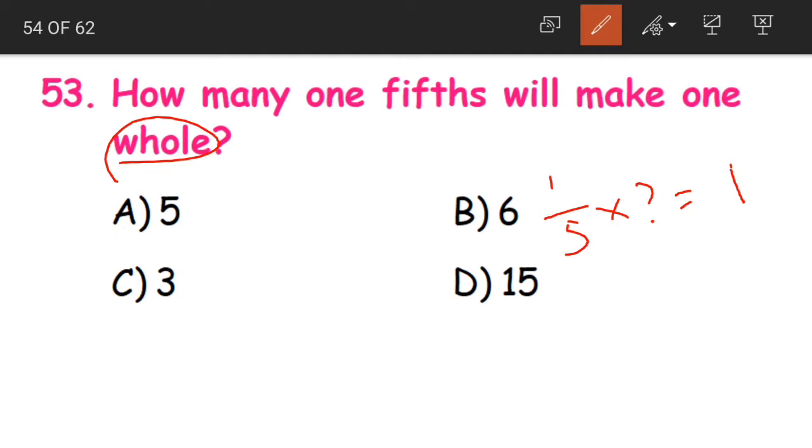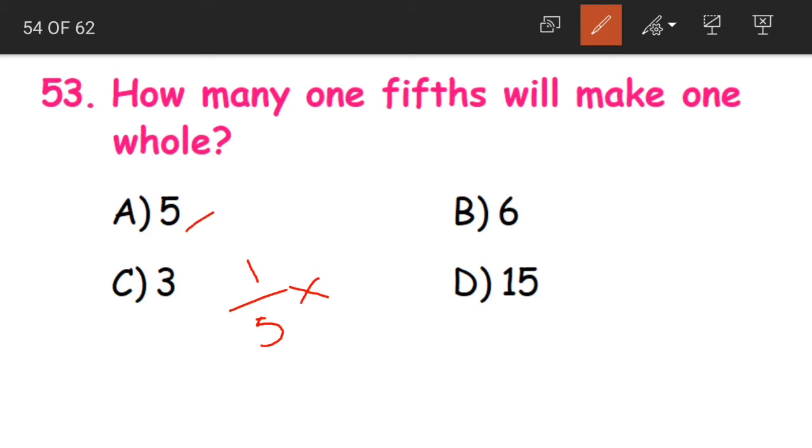Whole means 1. Whenever in fractions we are talking about whole, it means the number 1, the whole number 1. Now we have to find out how many 1 by 5s will be equal to 1. That means we have to find out the number that 1 by 5 should be multiplied with to get our 1. Now there are two ways to solve this question.